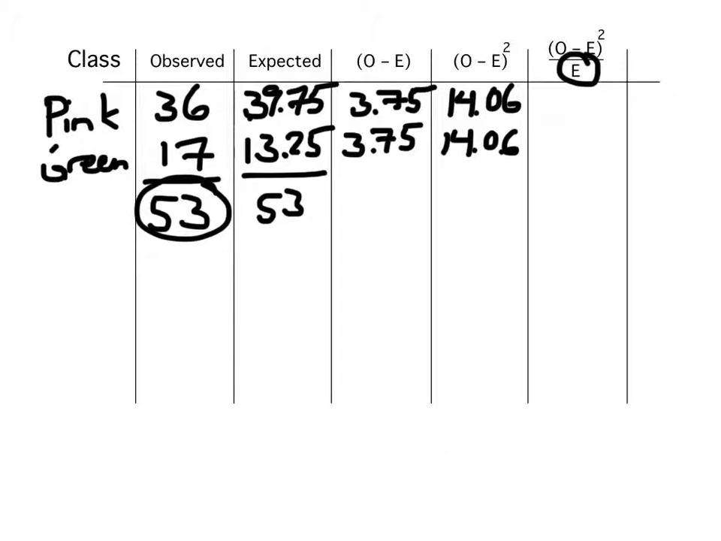The expected for the pink was 39.75. If I divide, and again round, I get 0.35 for the pink, and I get 1.06 for the green. I sum that up, and I get 1.41. So that's my chi-square value for this particular experiment.